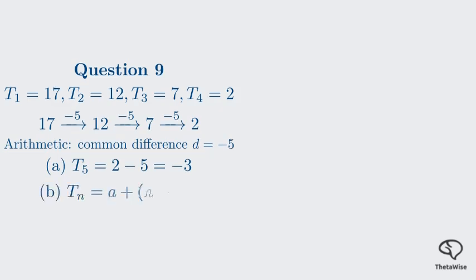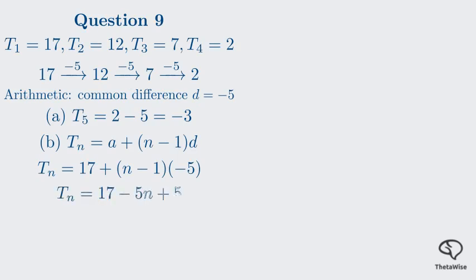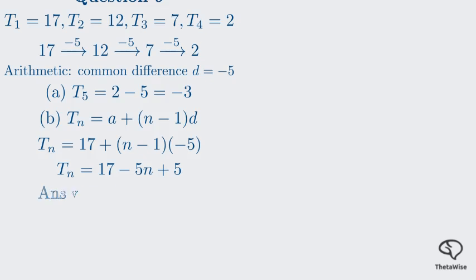For the general rule, we use the formula for an arithmetic sequence, a plus n minus 1 times d. T of n equals 17 plus n minus 1 times -5. This simplifies to 17 minus 5n plus 5. The final answer is T of n equals 22 minus 5n.